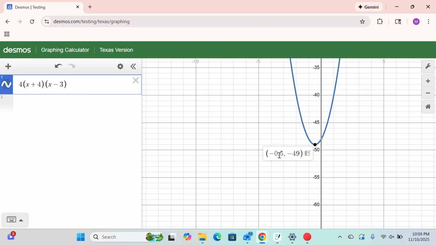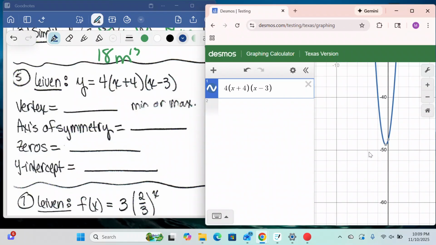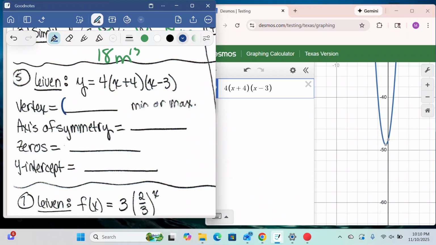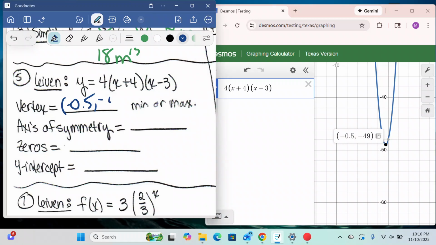My x value of the vertex is negative 0.5, so my x value for the axis of symmetry is x equals negative 0.5. So once again, I am going to shrink it, and then I'm going to answer all my questions. Looking at this parabola, I'm going to find my vertex. My vertex is negative 0.5, comma, negative 49.